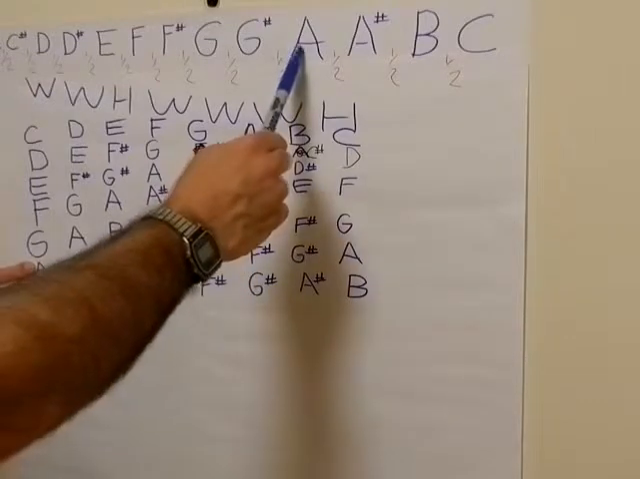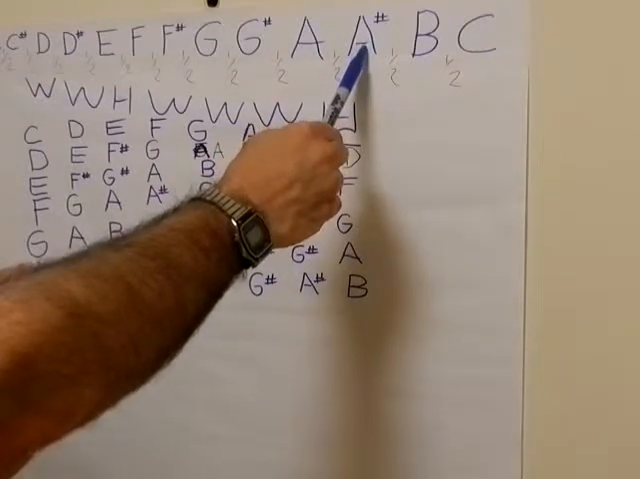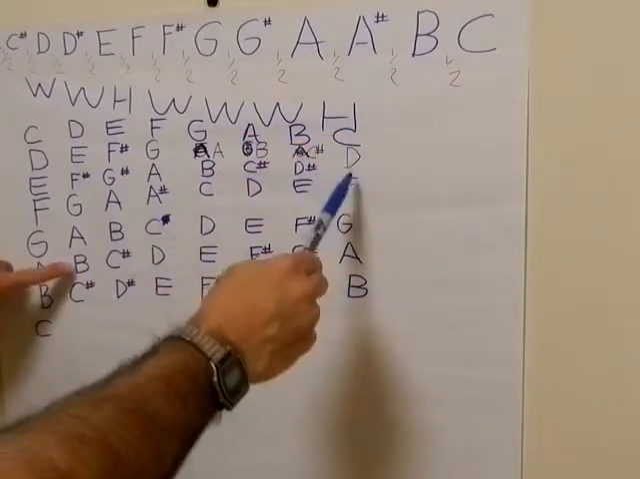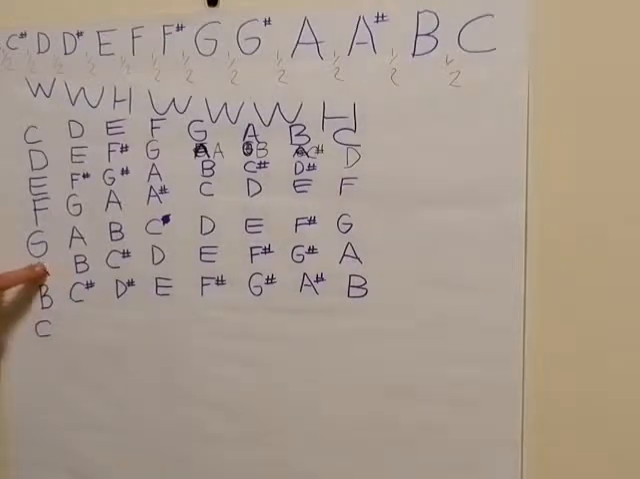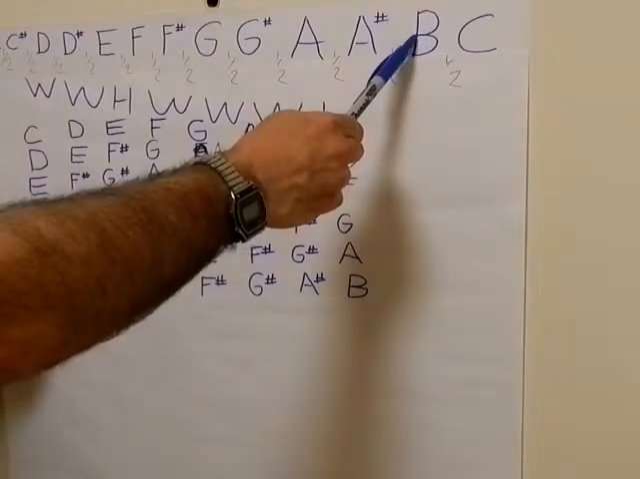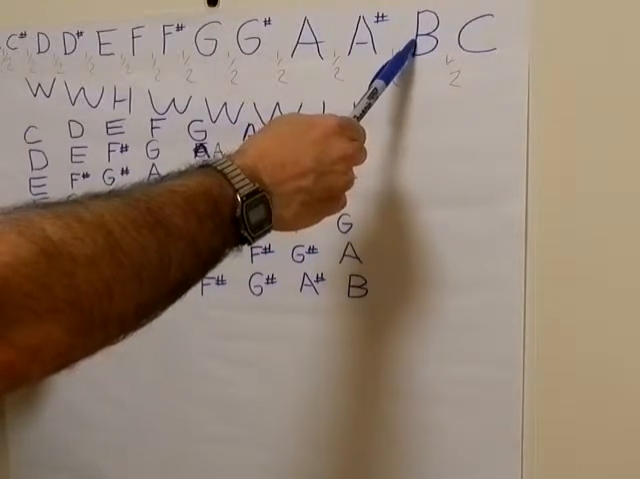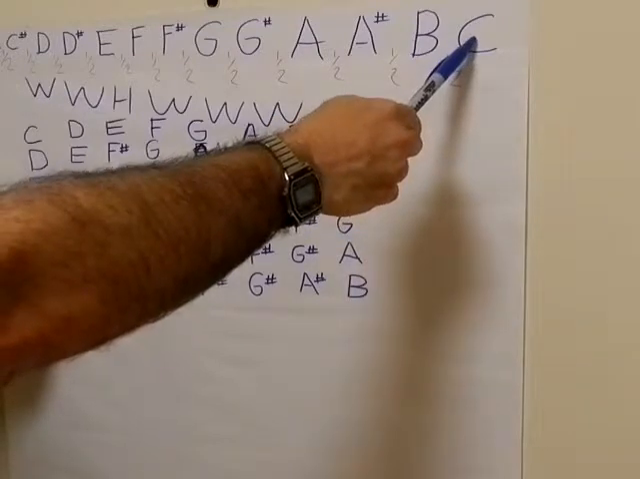So from A, a half step over is A sharp, and you want a whole, so the next note is B. In the key of A, you've got A and B. And when you come over to B, you still have to do another whole. But we're at C, which takes us to a half.